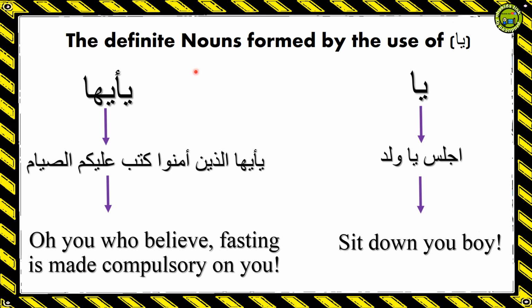This is another example. The definite nouns formed by the use of ya. Ya, ijlis ya walad, sit down you boy. Ya ayyuha allazina amanu, kutiba alaykumus siyam. O you who believe, fasting is made compulsory on you. These are definite nouns because of the addition of ya and ya ayyuha, which are both harfun nida, the alphabet used for calling.